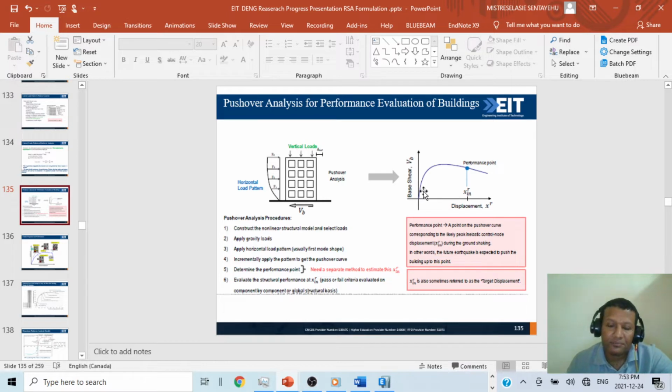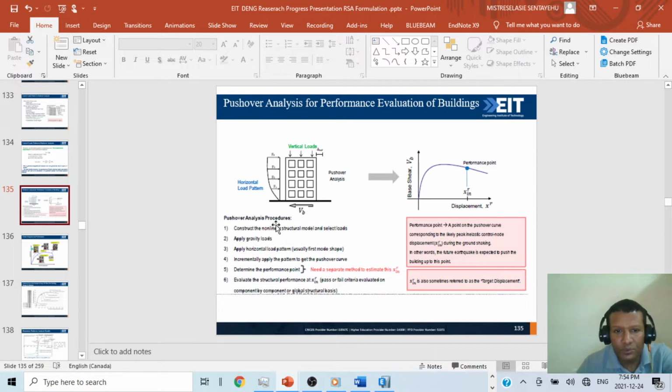Then, as per pushover analysis, progressively we will apply these loads F1, F2, F3 for different steps, and we will construct our displacement versus base shear curve. This is the pushover curve. And if we know X in elastic, which we sometimes call the performance point or target displacement, we will take this point and this will be our performance point. Then we will take the base shear at this point and we will design our building at this point.